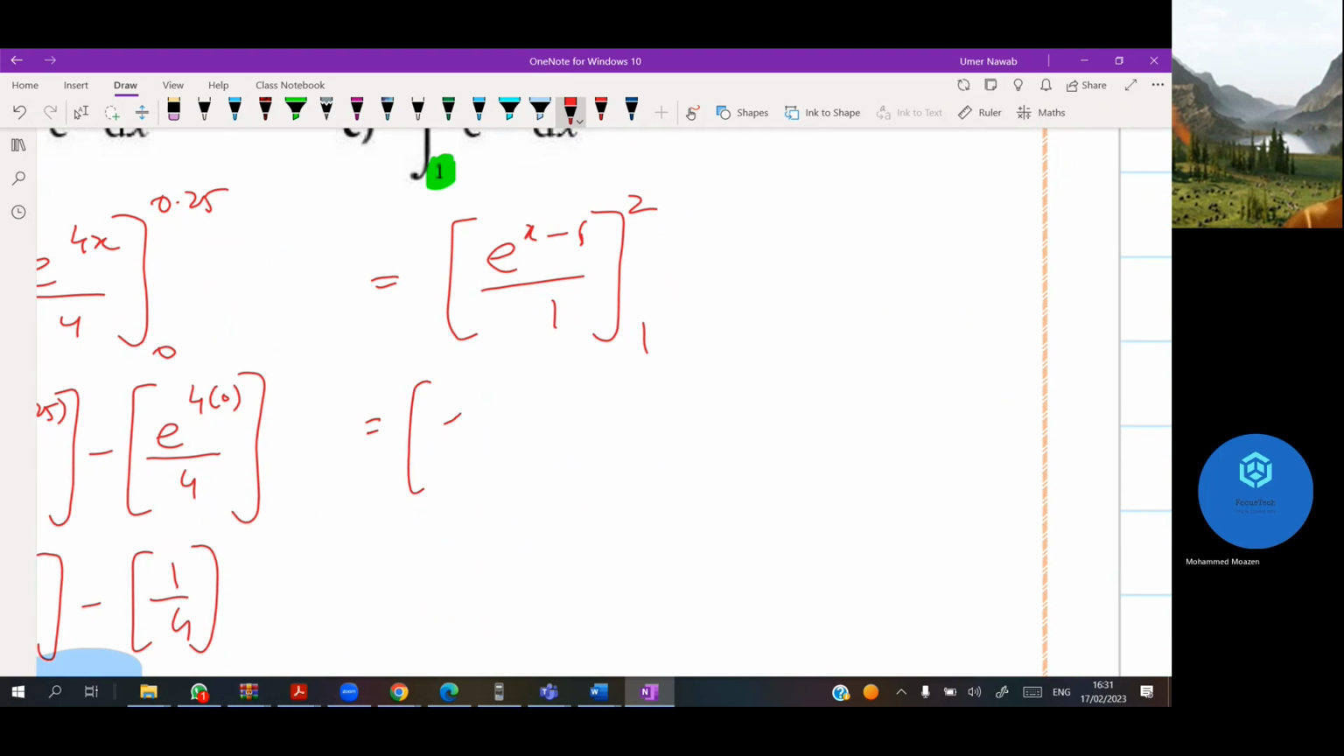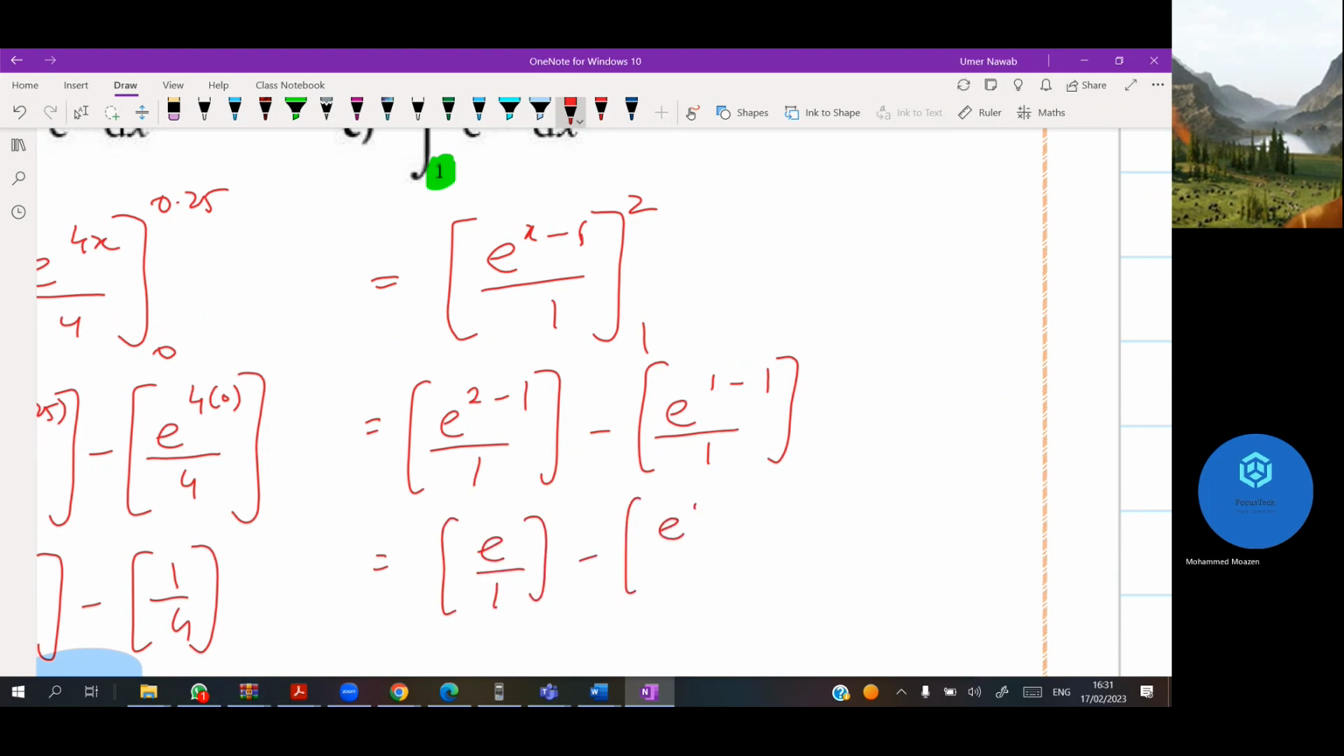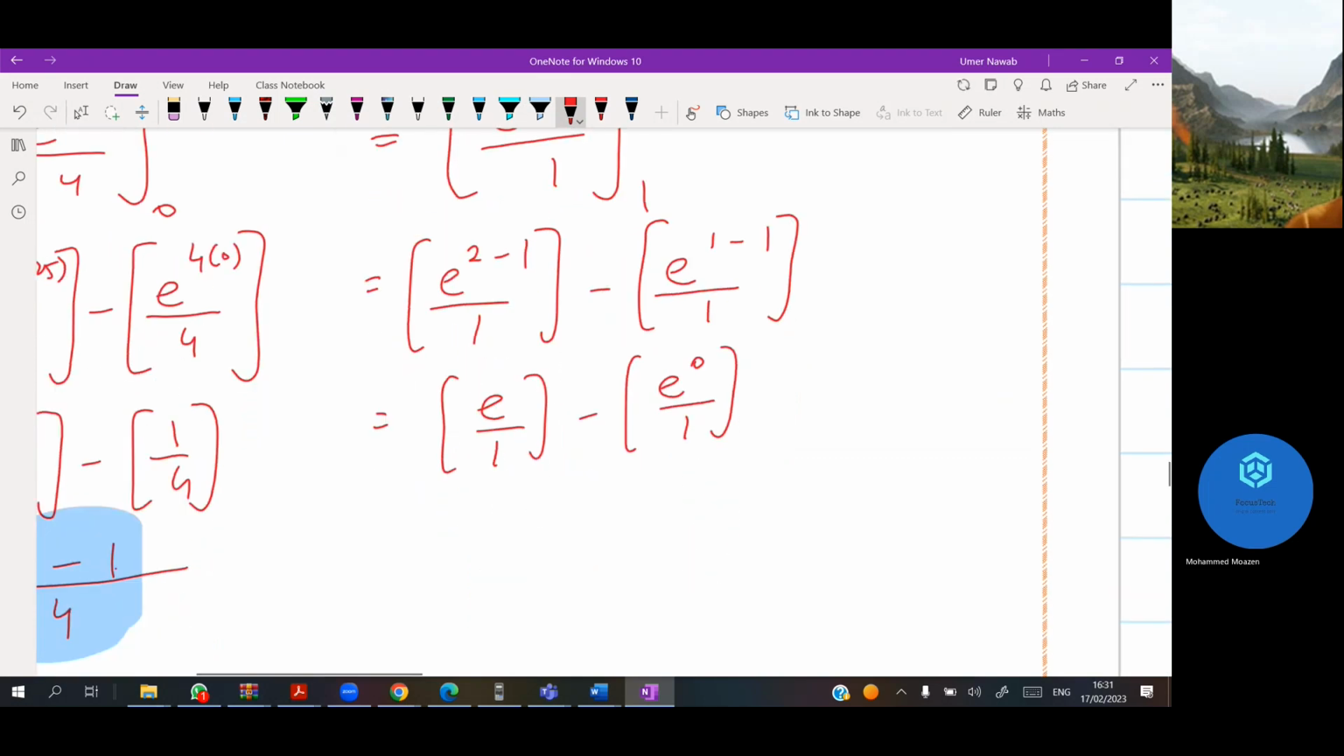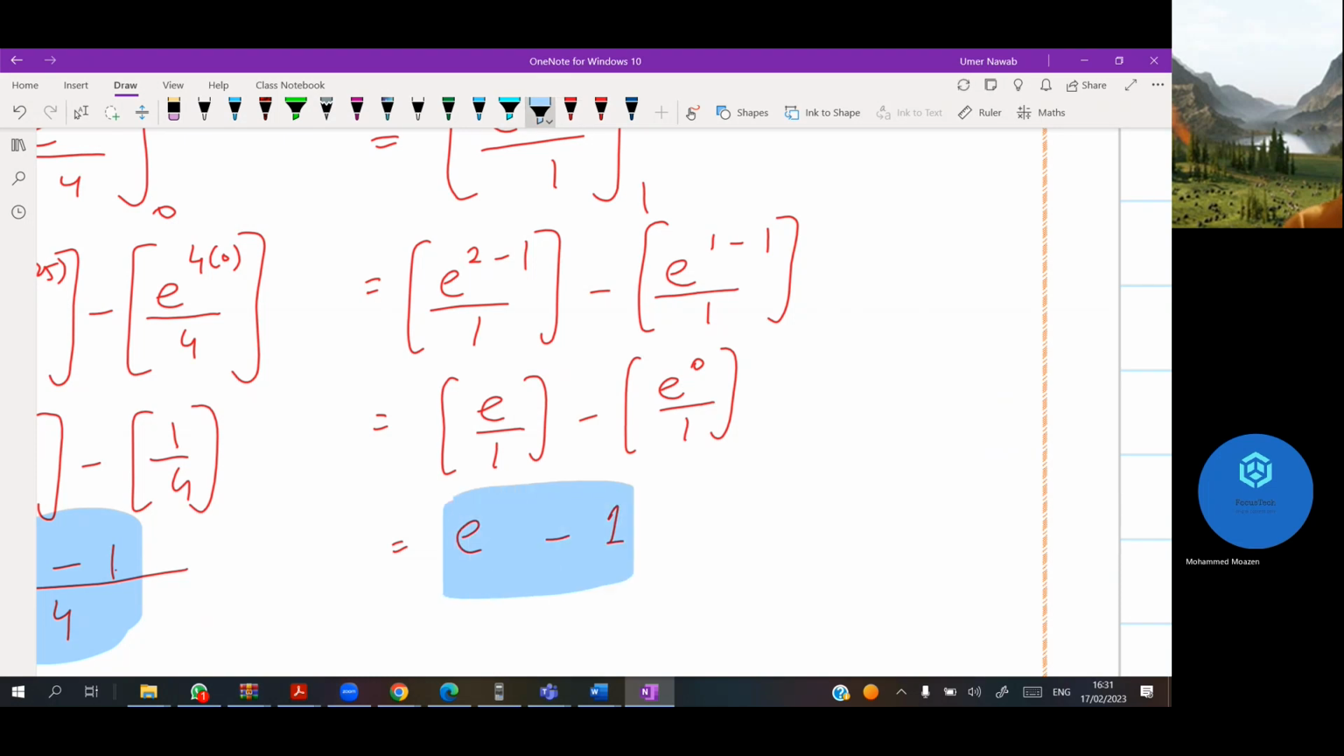Now, upper limit: e raised to the power 2 minus 1, over 1. And then minus the lower limit: e raised to the power 1 minus 1, over 1. That gives me e over 1 minus e raised to the power 0 over 1. And then finally, it is e minus 1, since anything to the power 0 is 1. Final answer is e minus 1.